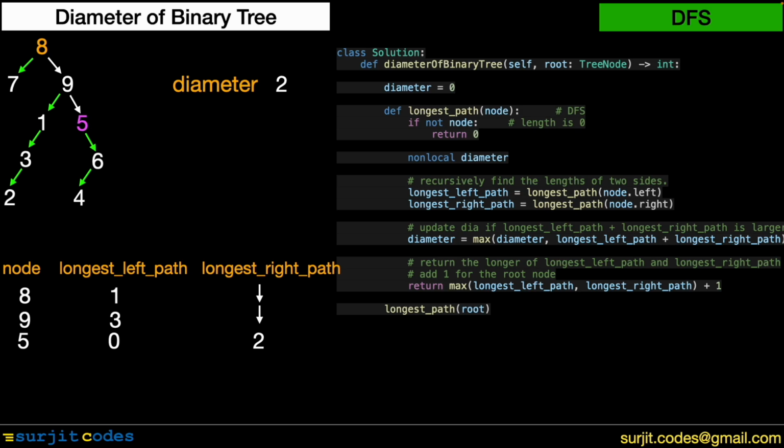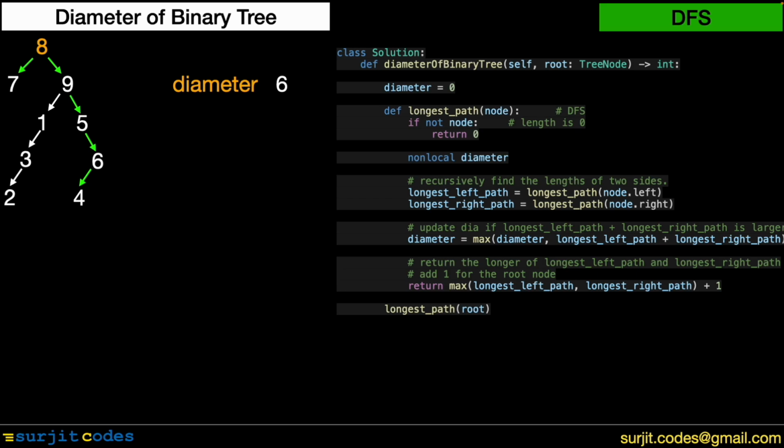3 is the return value, which we save as longest right path of node 9. The sum of the two paths of node 9 is 6, which is greater than the previous value of diameter. So 6 becomes the new diameter. Higher of the two paths is 3, so 4 becomes the longest right path of node 8. Sum of two paths is now 5, which is less than the latest value of diameter. We increase 4 by 1 and return 5 to the main function. The main function returns the final value of diameter as the solution.